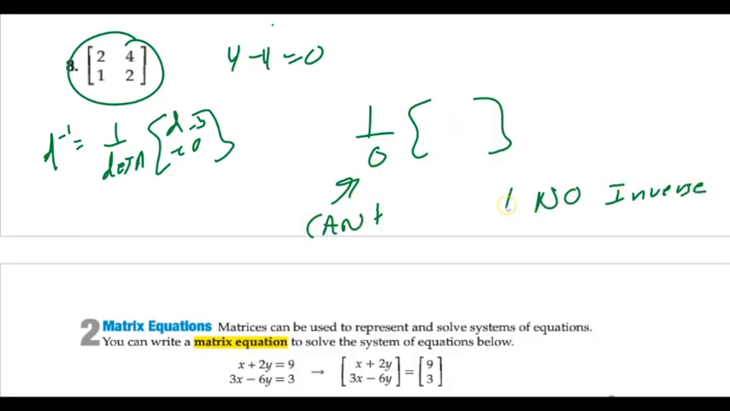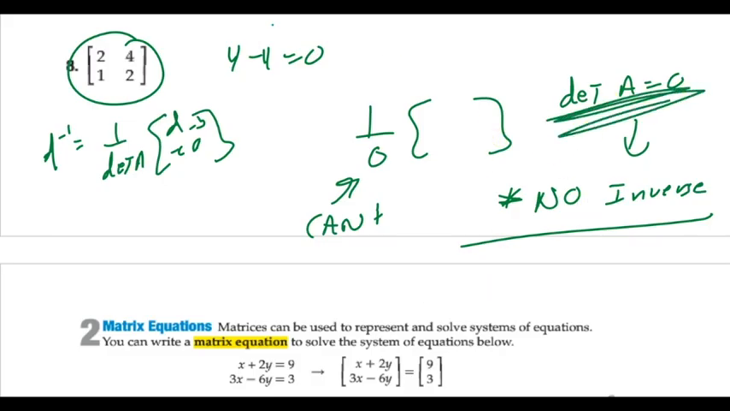I brought this up in the last video. If the determinant equals 0, then you have no inverse. Because the very first step of finding the inverse is dividing by the determinant. So if the determinant is 0, you can't divide by 0. Just keep that in mind. Determinant of A equals 0, there's no inverse.